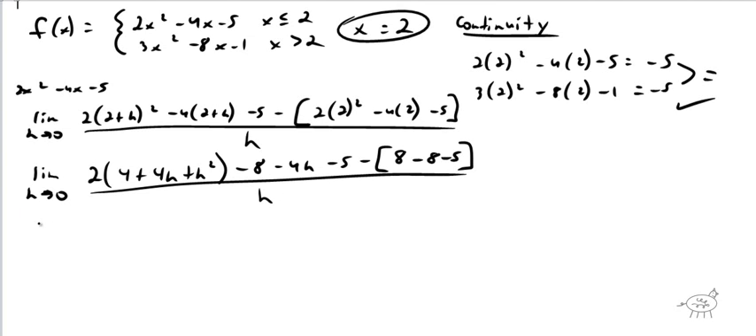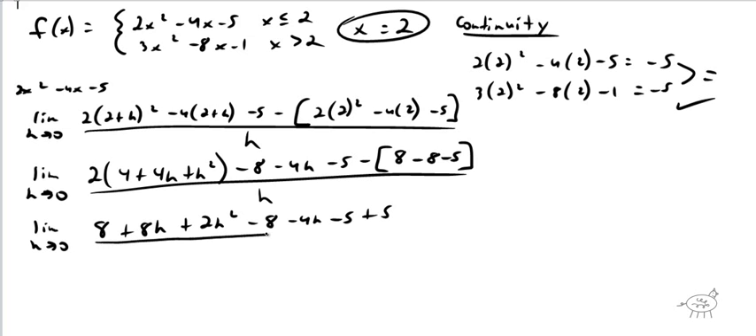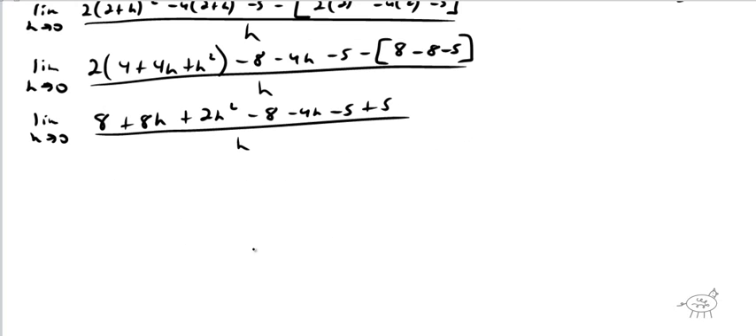All over h. Limit as h approaches 0. So it's going to be 8 plus 8h plus 2h squared minus 8 minus 4h minus 5. 8 minus 8 is 0, minus 5, so it's going to be plus 5, right? Because it's negative 5, so minus negative 5 is plus 5, over h. Okay, and cursor down here a little bit. Limit as h approaches 0. You see the 8's cancel, and the negative 5 and the 5 cancel.